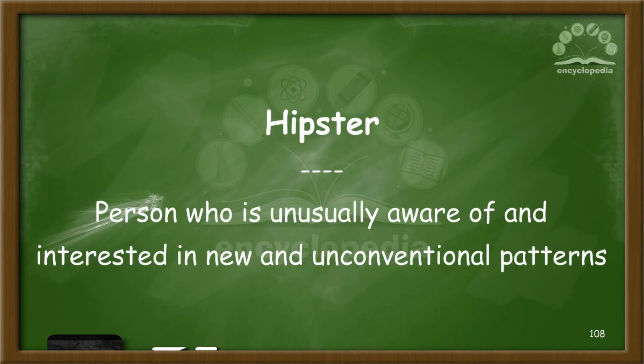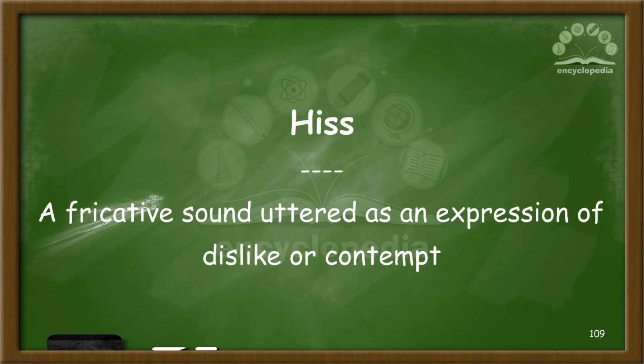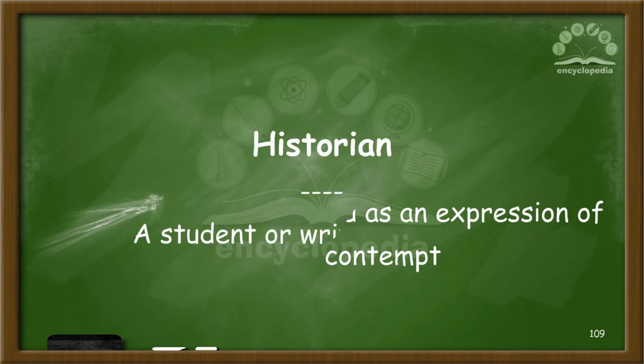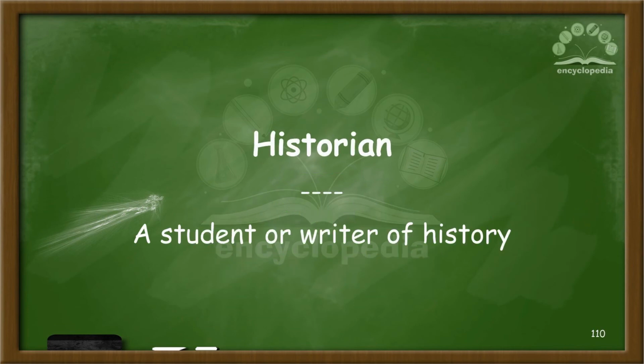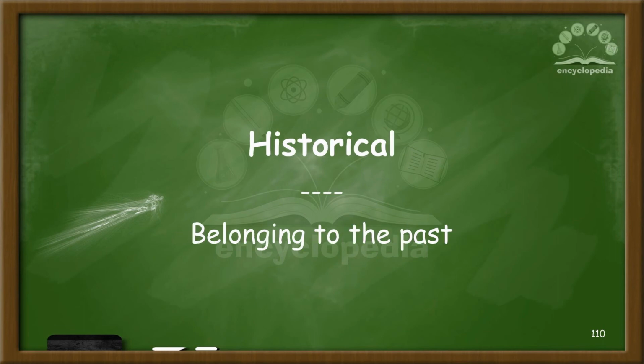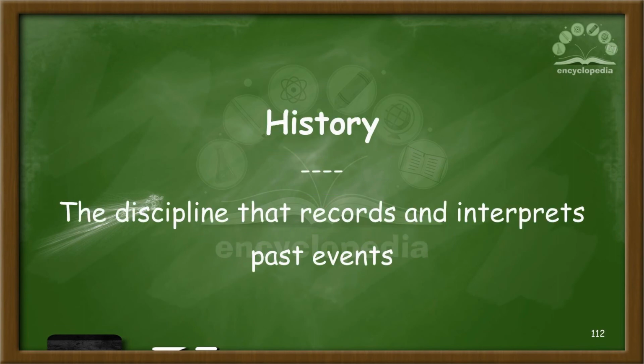Hipster. Hipster means a person who is unusually aware of and interested in new and unconventional patterns. Hiss. Hiss means a fricative sound uttered as an expression of dislike or contempt. Historian. Historian means a student or writer of history. Historical. Historical means belonging to the past. History. History means the discipline that records and interprets past events.